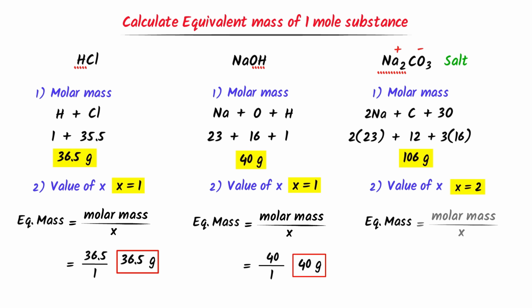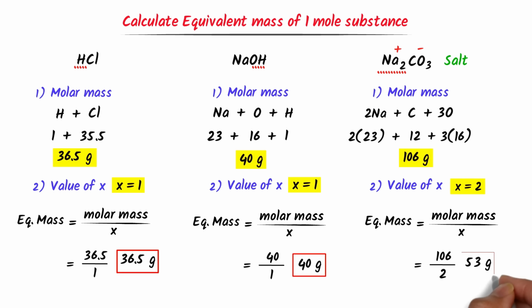The formula of equivalent mass is molar mass upon X, or 106 upon 2, I get 53 gram equivalent. So the equivalent mass of sodium carbonate is 53 gram. Thus by this way, we can calculate the equivalent mass of a molecule.